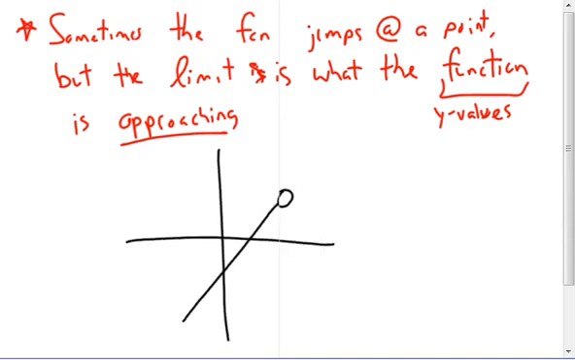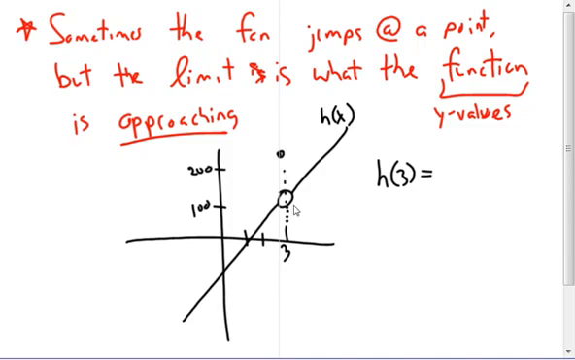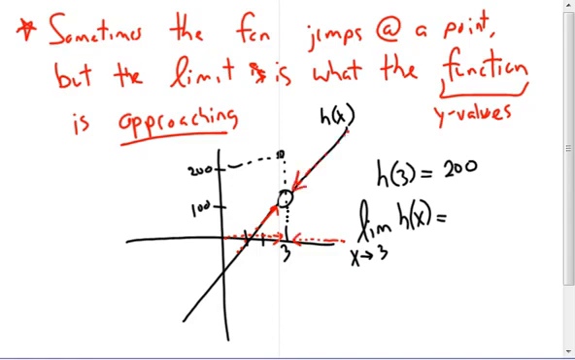The limit is always asking, what are those y values? So here's a regular straight linear function, h of x, except for whatever reason at 3 there's a hole in it, and it jumps up, and this is supposed to be at 200, but apparently I can't line things up on the screen here. So h of 3, the actual function value, is 200. However, the limit of h of x as x approaches 3, look at it from the left, look at it from the right, is, wait for it, 100.